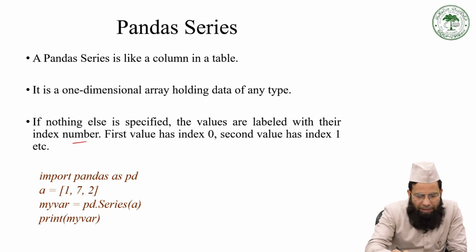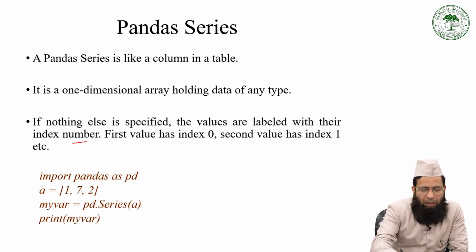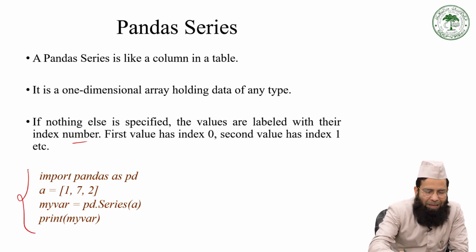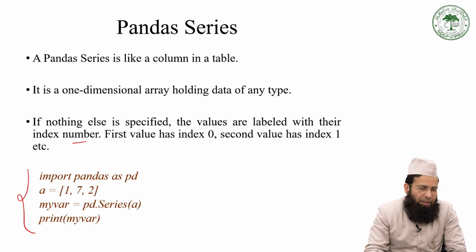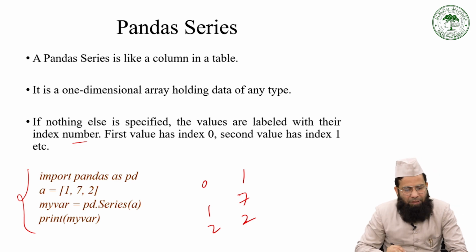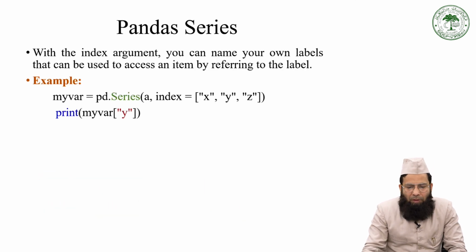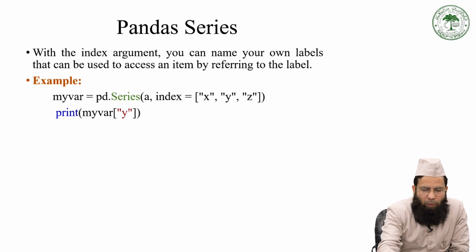In this particular example, I have not mentioned any index, so it automatically considers an index, like in this case: 0, 1, 2. In this way, it assigns the index values. And we can also provide index values, like in this case, I can also provide index values.